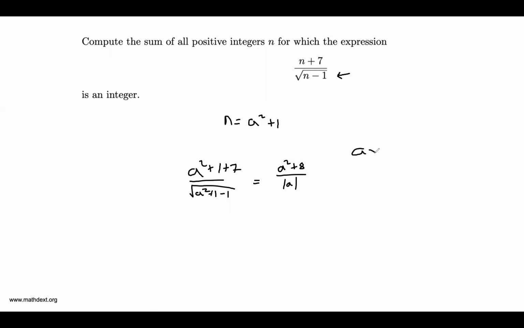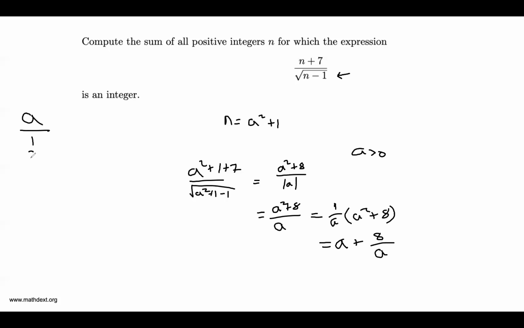A greater than 0. And this expression becomes a squared plus 8 over a. And this is equal to 1 over a times a squared plus 8. And if you distribute this 1 over a, you get this is equal to a plus 8 over a. So 8 over a has to be an integer. And since a is greater than 0, this means that a is a factor of 8, which means that the possible values for a are 1, 2, 4, and 8.